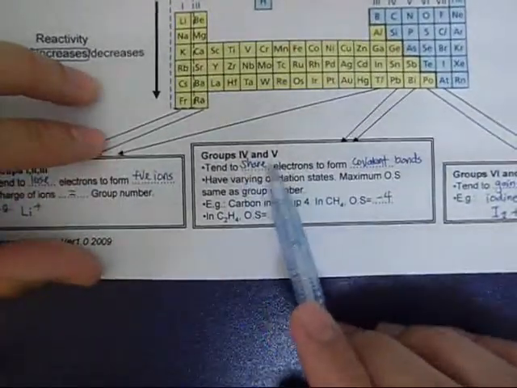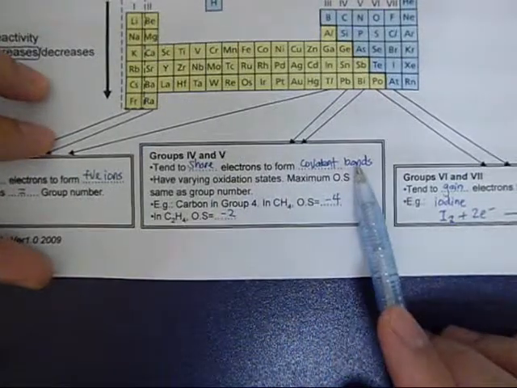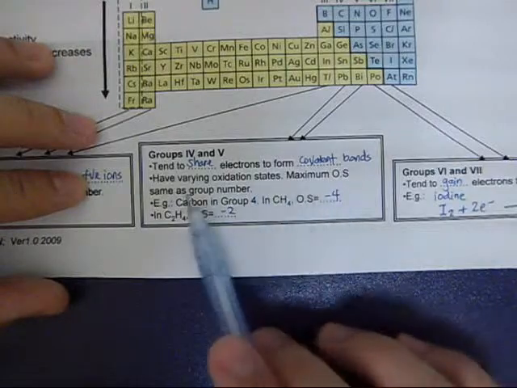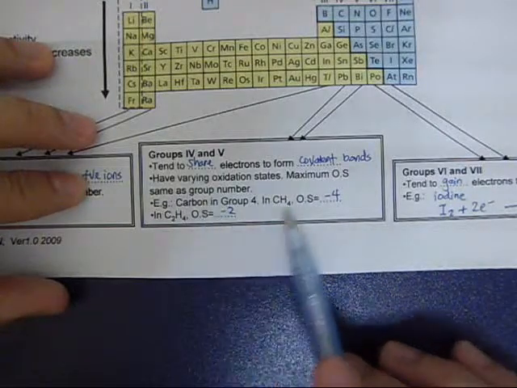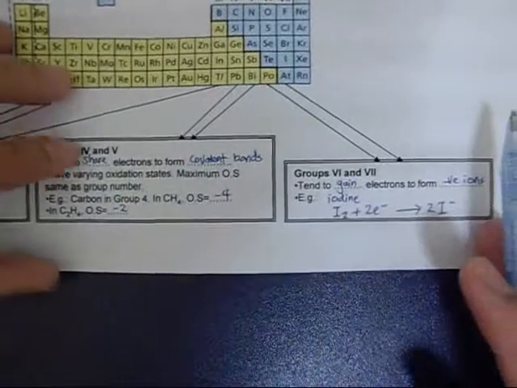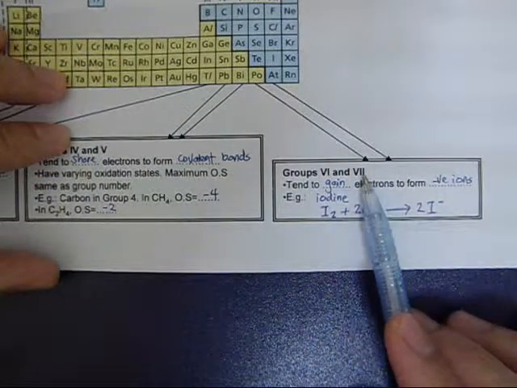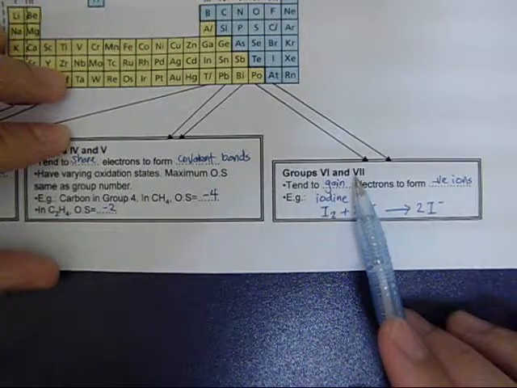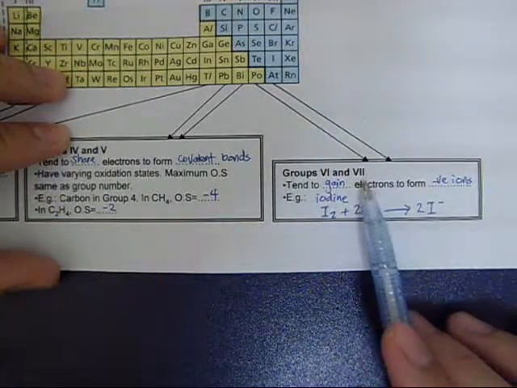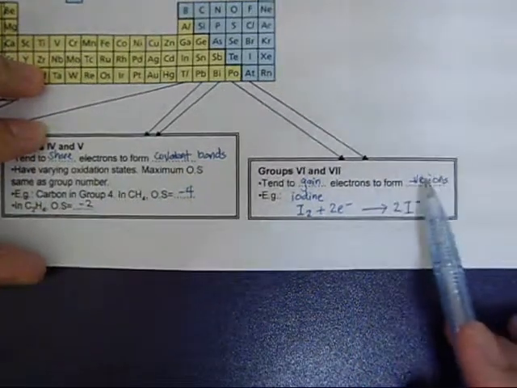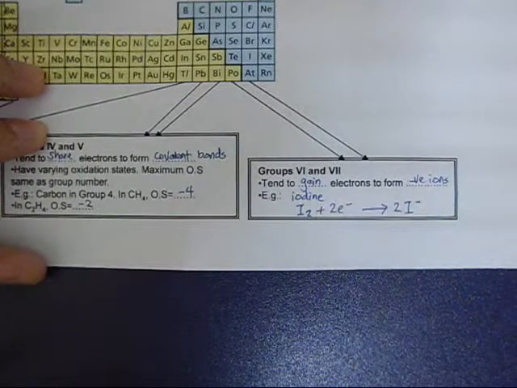Group 4 and group 5 tend to share electrons to form covalent bonds. They have varying oxidation states, and the maximum oxidation state is the same as the group number. Same thing for groups 6 and 7, meaning that they have 6 and 7 valence electrons respectively, so they tend to gain electrons to form negative ions. An example would be iodine. So those are the groups in general.